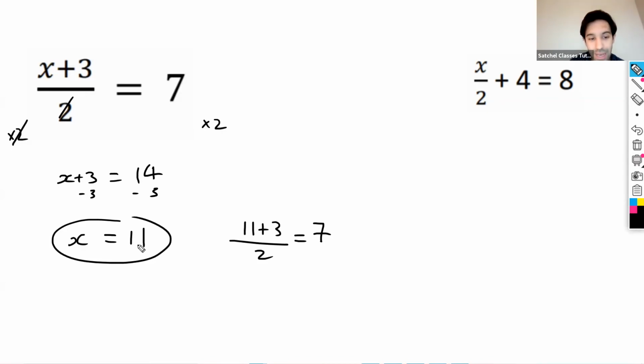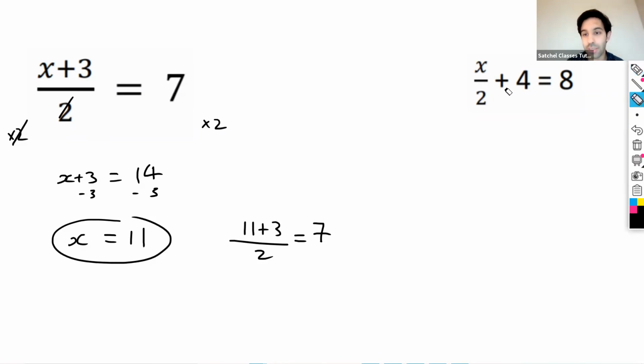Notice if you didn't get this value of x, if you got, say, 12, for instance, then this would no longer be true, because 12 plus 3 is 15, and 15 divided by 2 is going to be 7.5. So you can check to see if your x value is correct by substituting that x value into the equation.